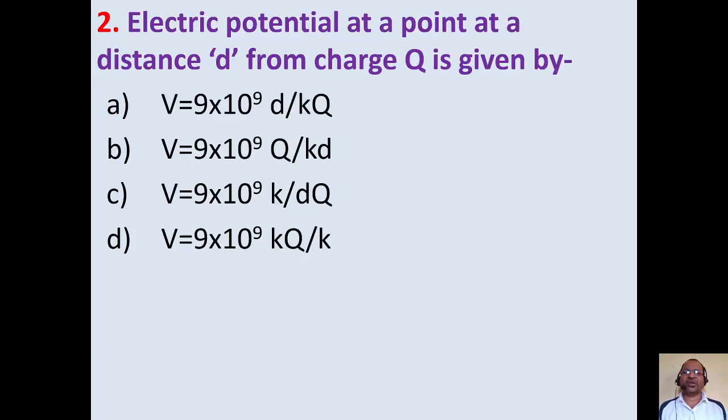Electric potential at a point at a distance d from the charge Q is given by, so by formula we know that electric potential is given by formula V is equal to 9 into 10 raised to 9 Q upon Kd, so option B.